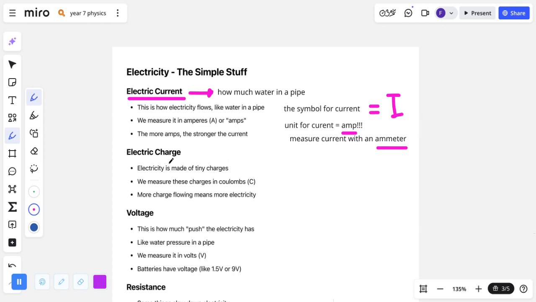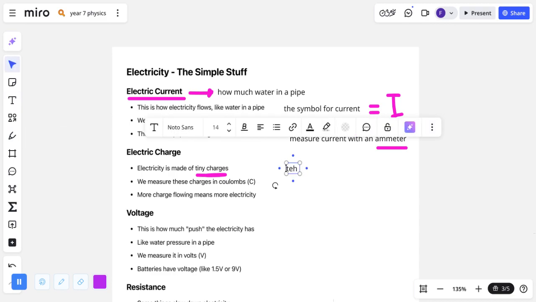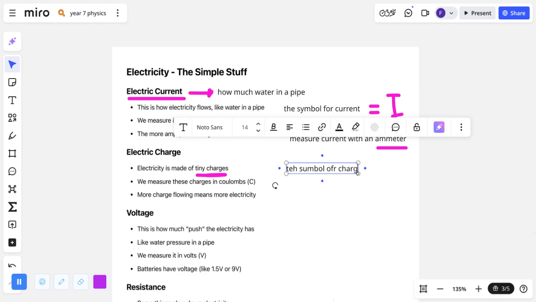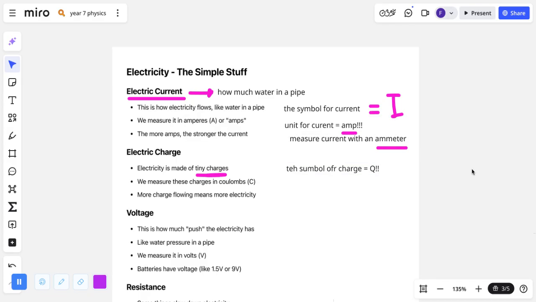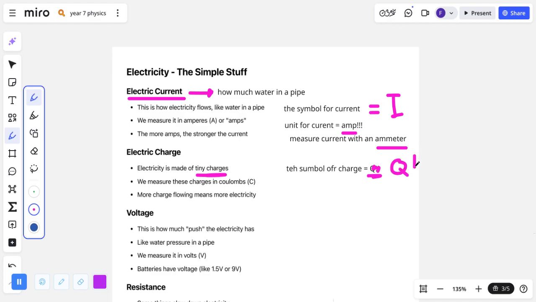All right, now, electricity is made of tiny charges, right? And that's what we call charge. Now, here's the annoying thing with this. The symbol for charge is Q. It's Q. All right. So now we've got two things we need to know. Q is the symbol for charge, and it's annoying.